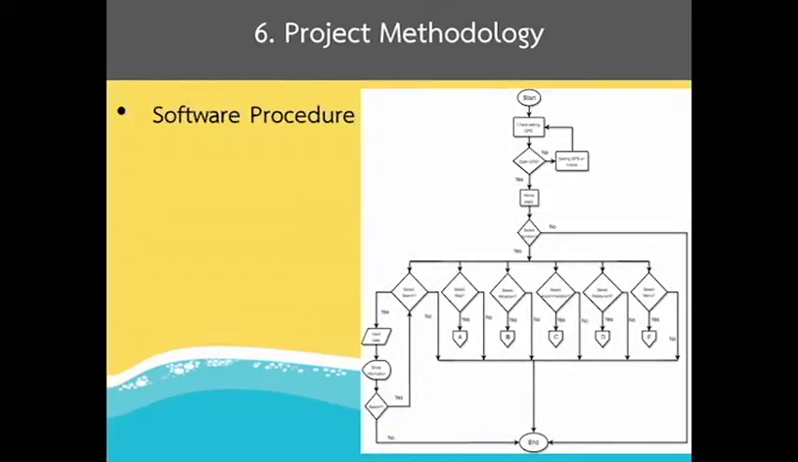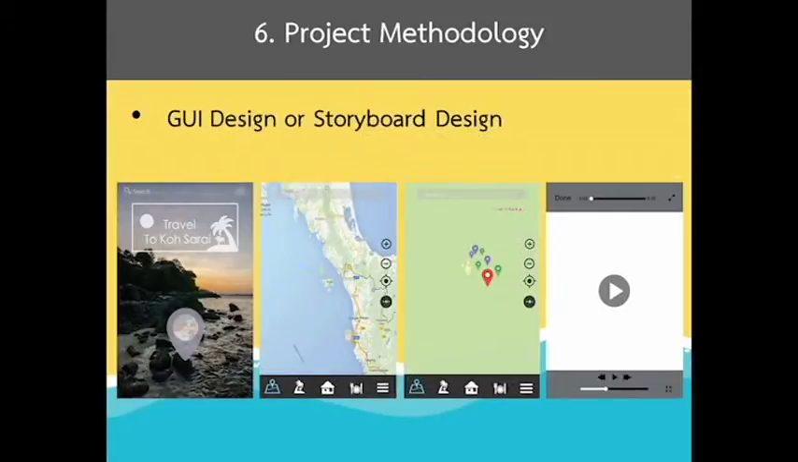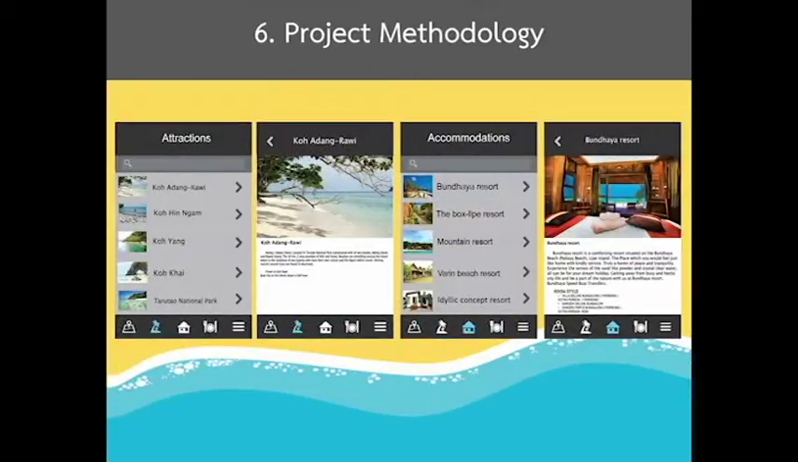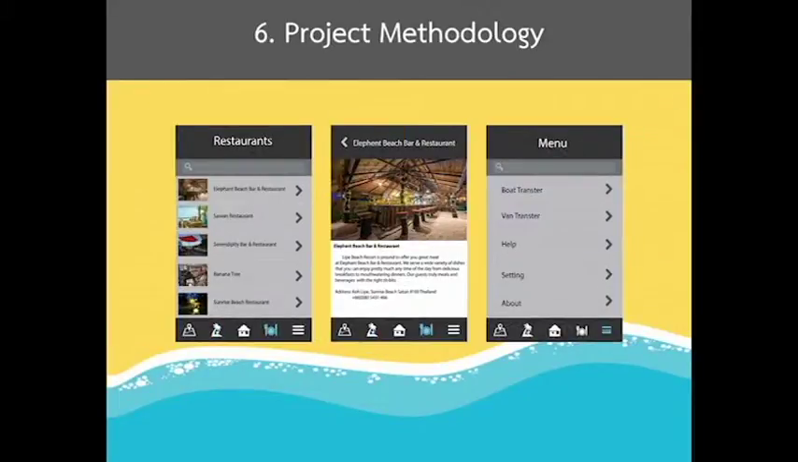This is the software procedure. Start working by checking that GPS is enabled. If the user disables GPS, the system will let the user turn it on. Whenever GPS is open, go to the home page. In the home page, the user can select a function. This is the GUI design or storyboard design: home page, map function, video, attraction, accommodation, restaurant, and menu.